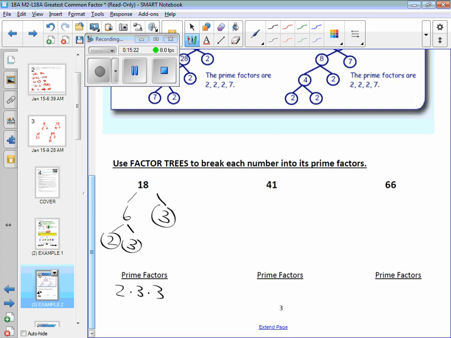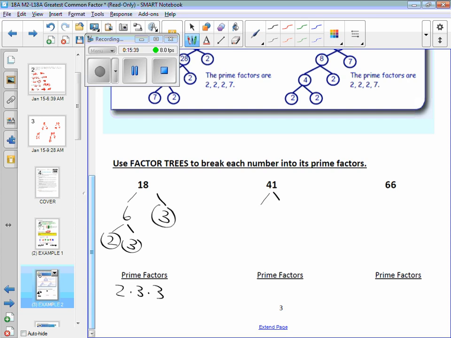Which leads me to this. It doesn't matter how you start, you'll always finish the same way when you do prime factorization. You'll always wind up with the same prime factors no matter how you begin.